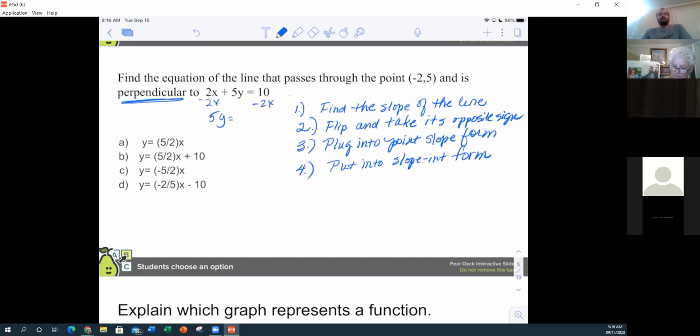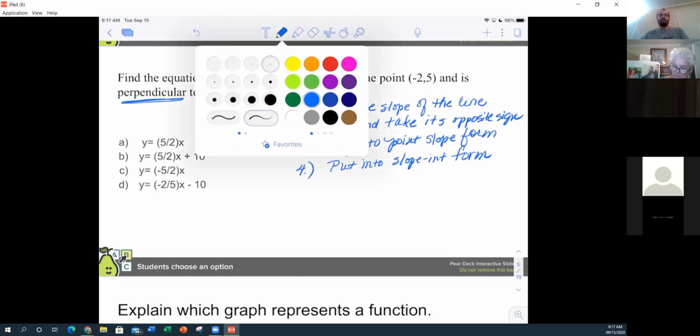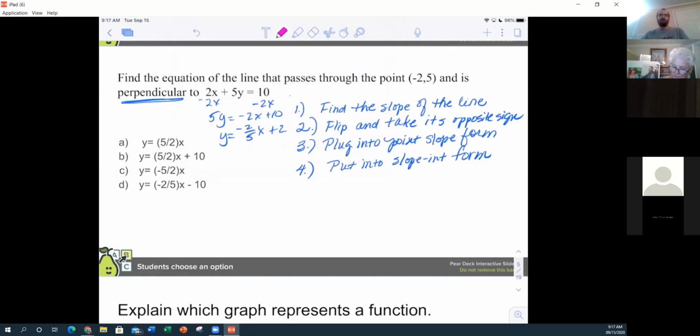The equation I got is y equals -2/5x plus 2. Perfect. So what's the slope of the original line? Negative 2 over 5. But if we're going to check for perpendicular, first we're going to flip negative 2 over 5 and make it positive. What do you have for the slope of the perpendicular line? I made it positive, 5 over 2. Perfect.